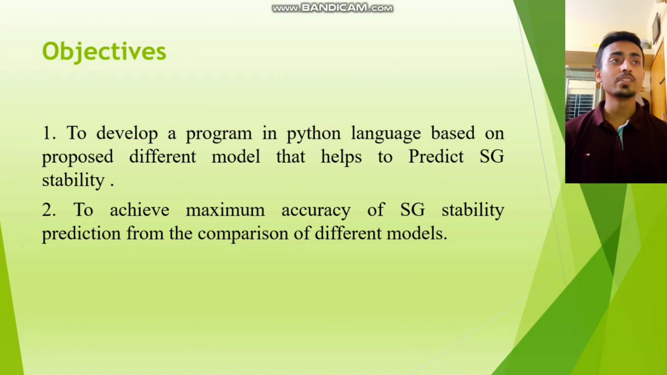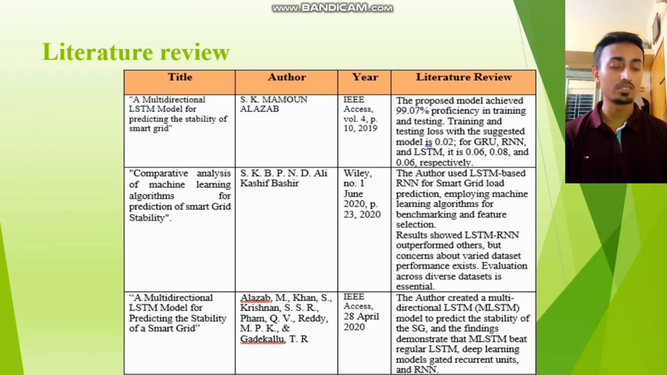There are two objectives in our thesis work. The first objective is to develop a program in Python language based on proposed different models that helps to predict SG stability. And the second objective is to achieve maximum accuracy of smart grid stability prediction from the comparison of different models. So, literature review.